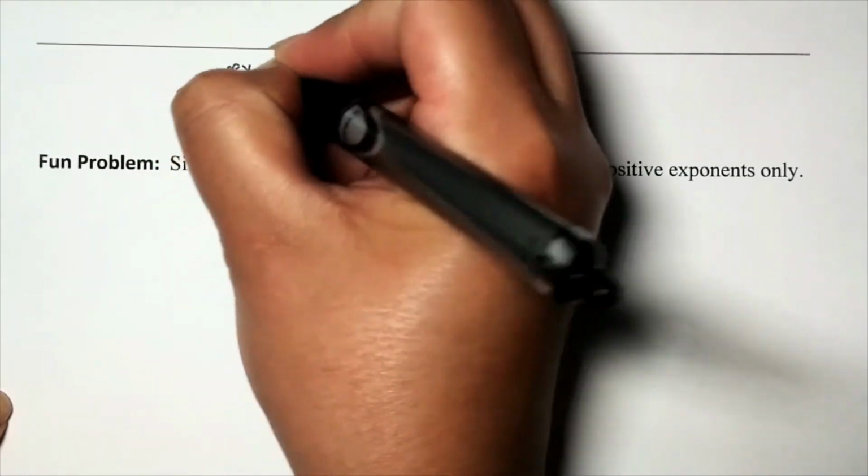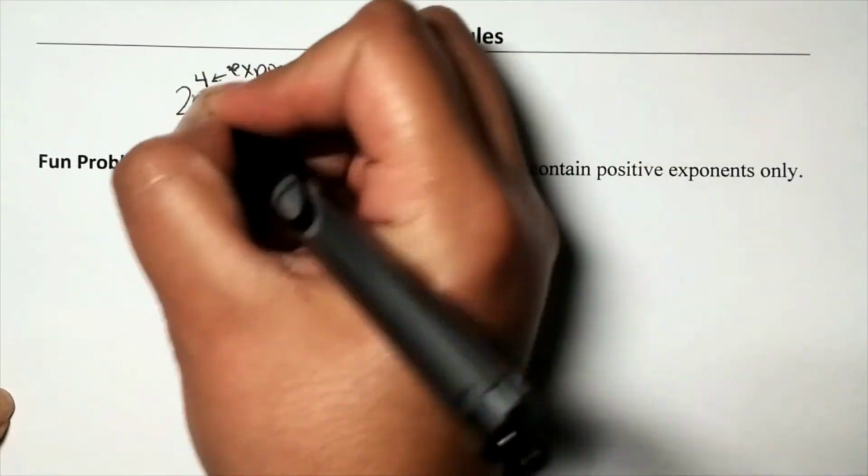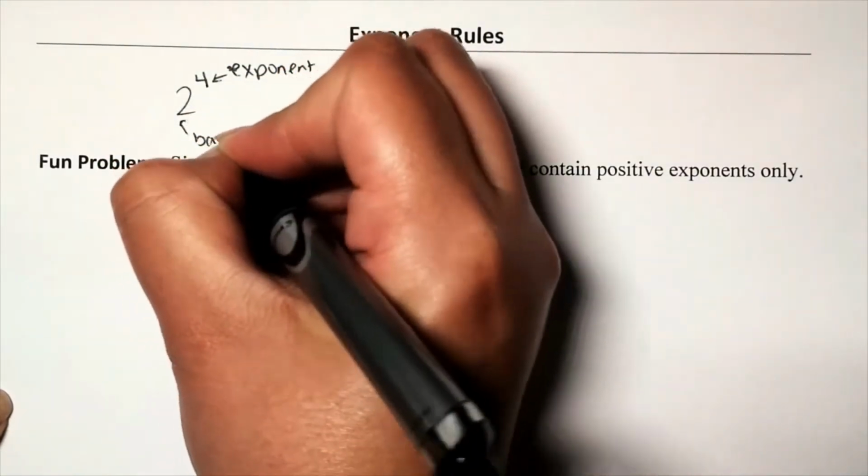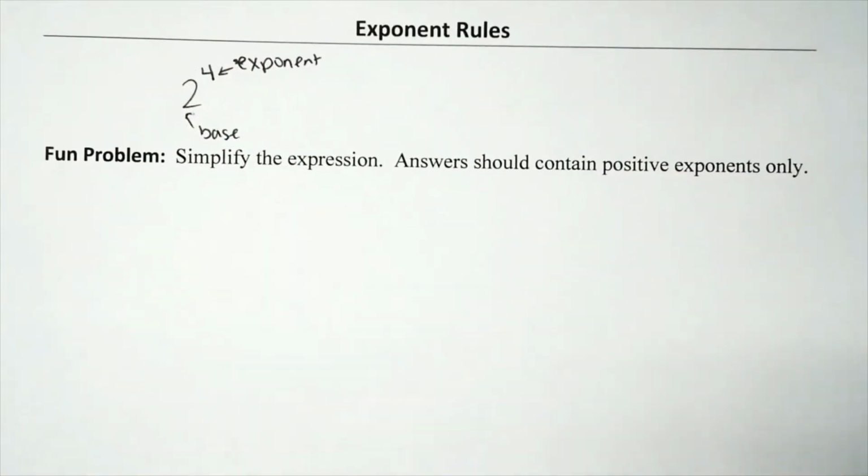I don't know how to spell exponent. And in this case, our base is 2. Okay, sorry. Okay. So the exponent tells us how many times the base is used as a factor.